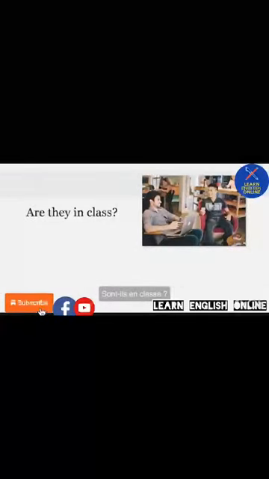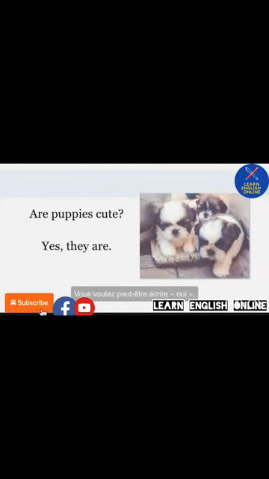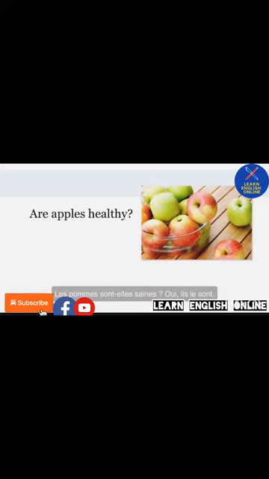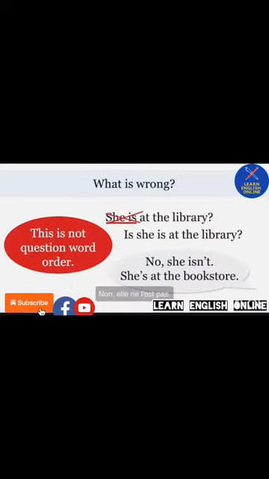Are they in class? No. Maybe you want to write yes there, but this is incorrect because we don't make a contraction with those yes answers. It doesn't work. Are apples healthy? Yes, they are. Okay, let's check to see what you understand. Don't end a yes answer with a contraction. This is incorrect, isn't it? Okay?